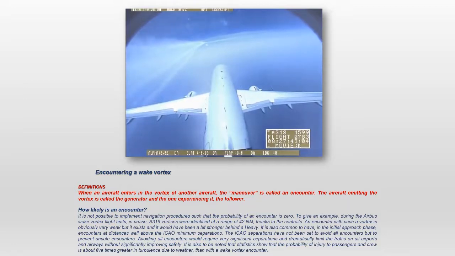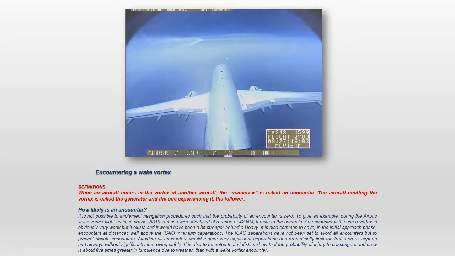To give an example, during the Airbus wake vortex flight tests, in cruise, Airbus A319 vortices were identified at a range of 40 nautical miles, thanks to the contrails. An encounter with such a vortex is obviously very weak, but it exists and it would have been a bit stronger behind a heavy. It is also common to have, in the initial approach phase, encounters at distances well above the ICAO minimum separations. The ICAO separations have not been set to avoid all encounters but to prevent unsafe encounters.